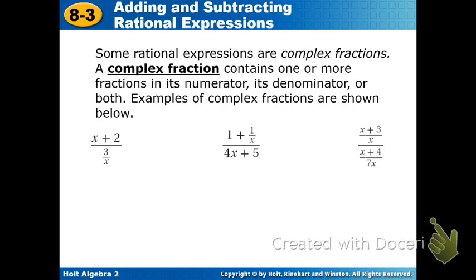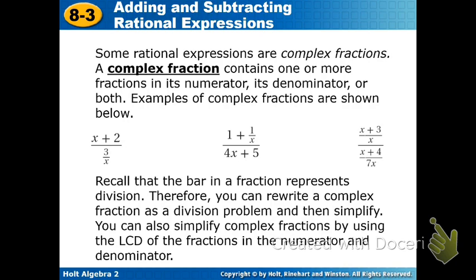Okay. If we look at our first one, we have x plus 2 over 3x. So you see that the denominator has a fraction. Your second one here, we have 1 plus 1 over x over 4x plus 5. So you see that we have a fraction here. And our last one, we have x plus 3 over x and x plus 4 over 7x. So these are examples of complex fractions.